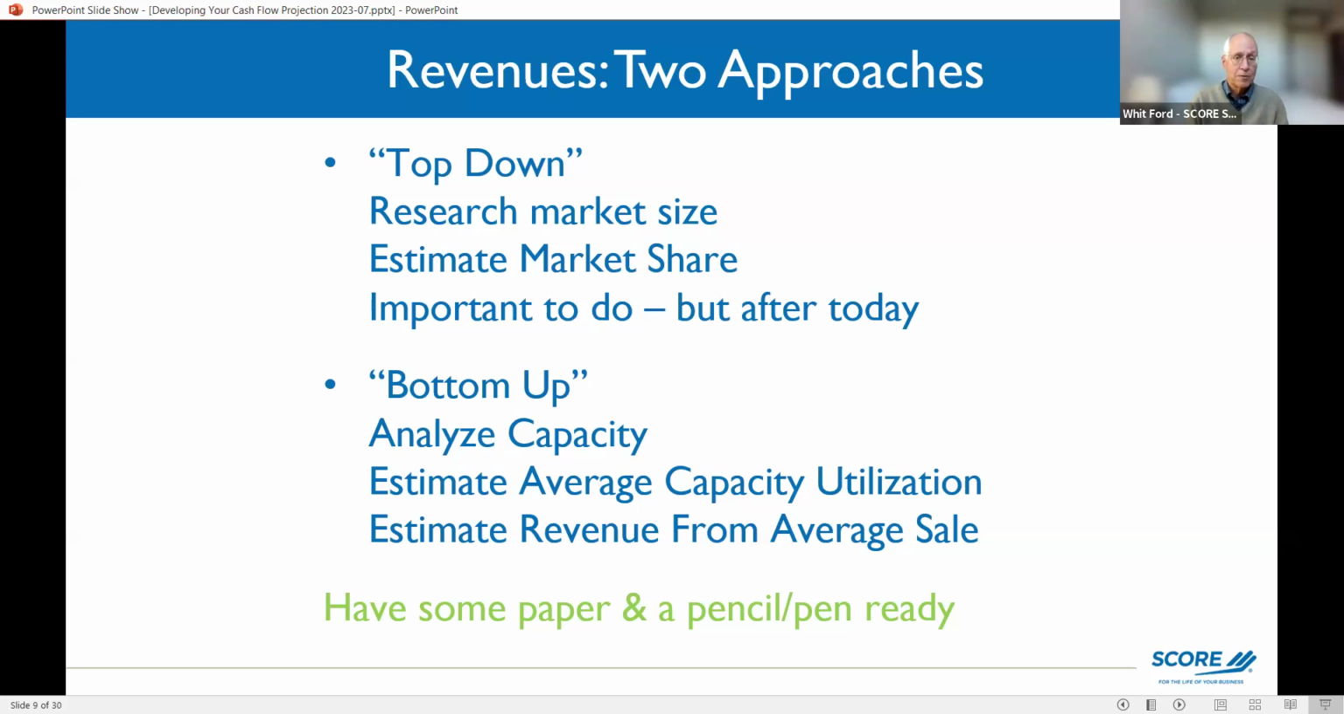Turning to the bottom-up approach, a bottom-up revenue estimate starts by analyzing your capacity as a business. What limits your ability to generate revenues? Is it the real estate you have? Is it the number of trucks you have, the number of employees you have, the number of cash registers you have? Is it something about your manufacturing process? There are any number of things that could be the limiting factor in how much revenue you can generate.